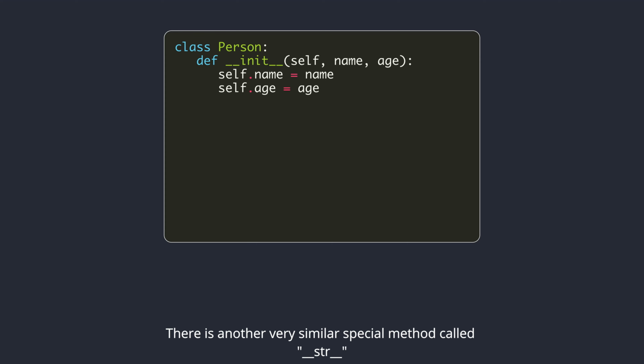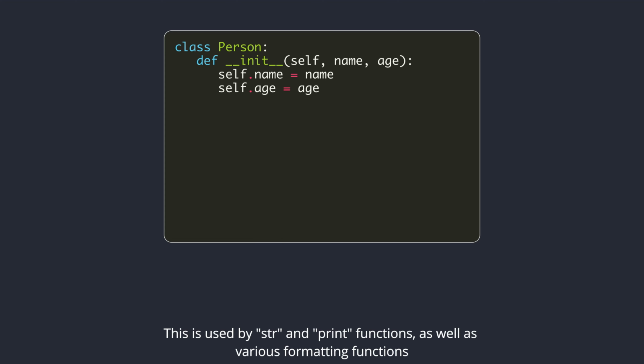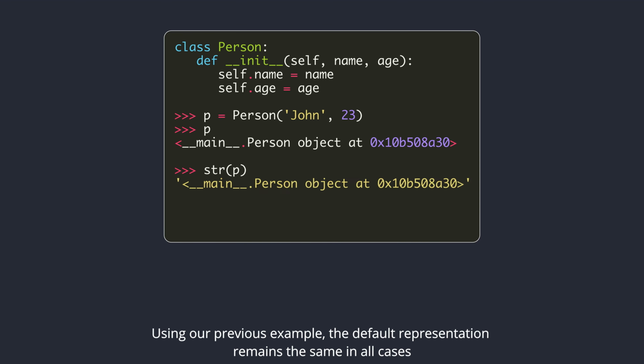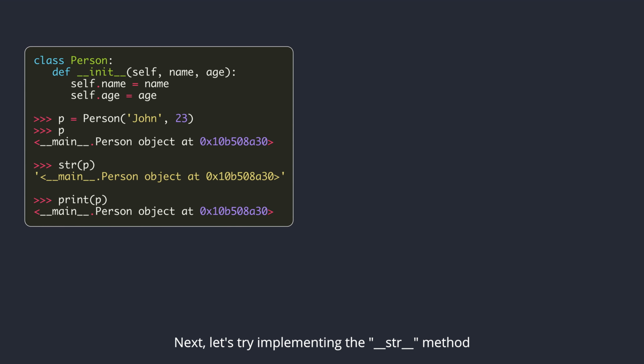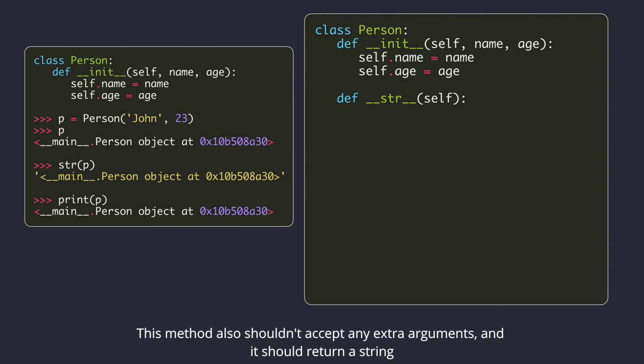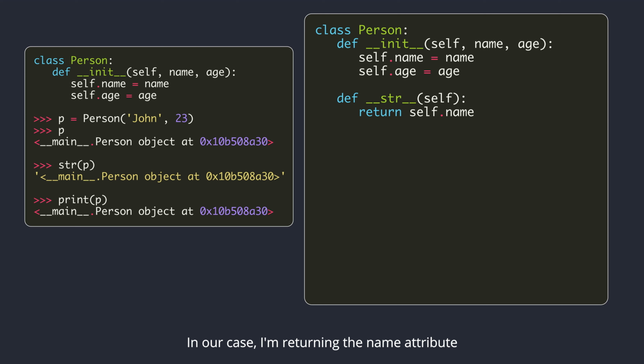There is another very similar special method called __str__. This is used by the str and print functions, as well as various formatting functions. Using our previous example, the default representation remains the same in all cases. Next, let's try implementing the __str__ method. This method also shouldn't accept any extra arguments, and it should return a string. In our case, I'm returning the name attribute.